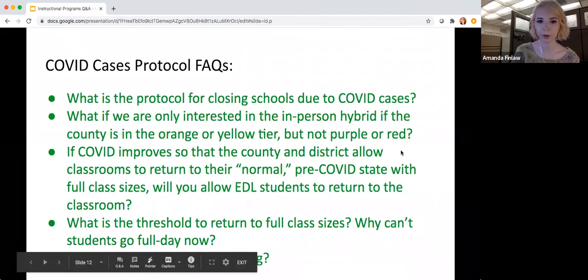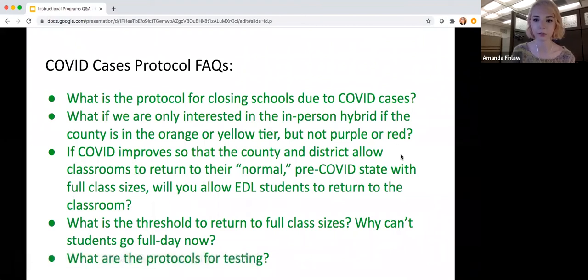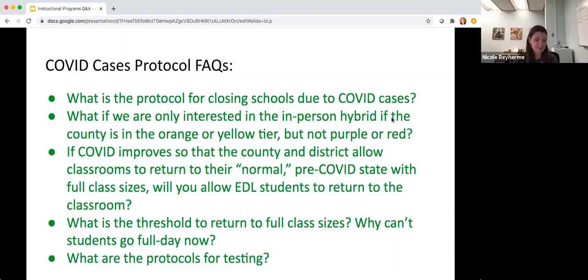COVID cases protocol questions. What is the protocol for closing schools due to COVID cases? So the protocol is that if we have 5% of our student or our population in general test positive for COVID within a 2-week time frame, then we will have to close that campus for the 14-day quarantine period. If 25% of our schools are closed due to a 5% threshold being met, then we do have to shut down the district for that 14-day period.